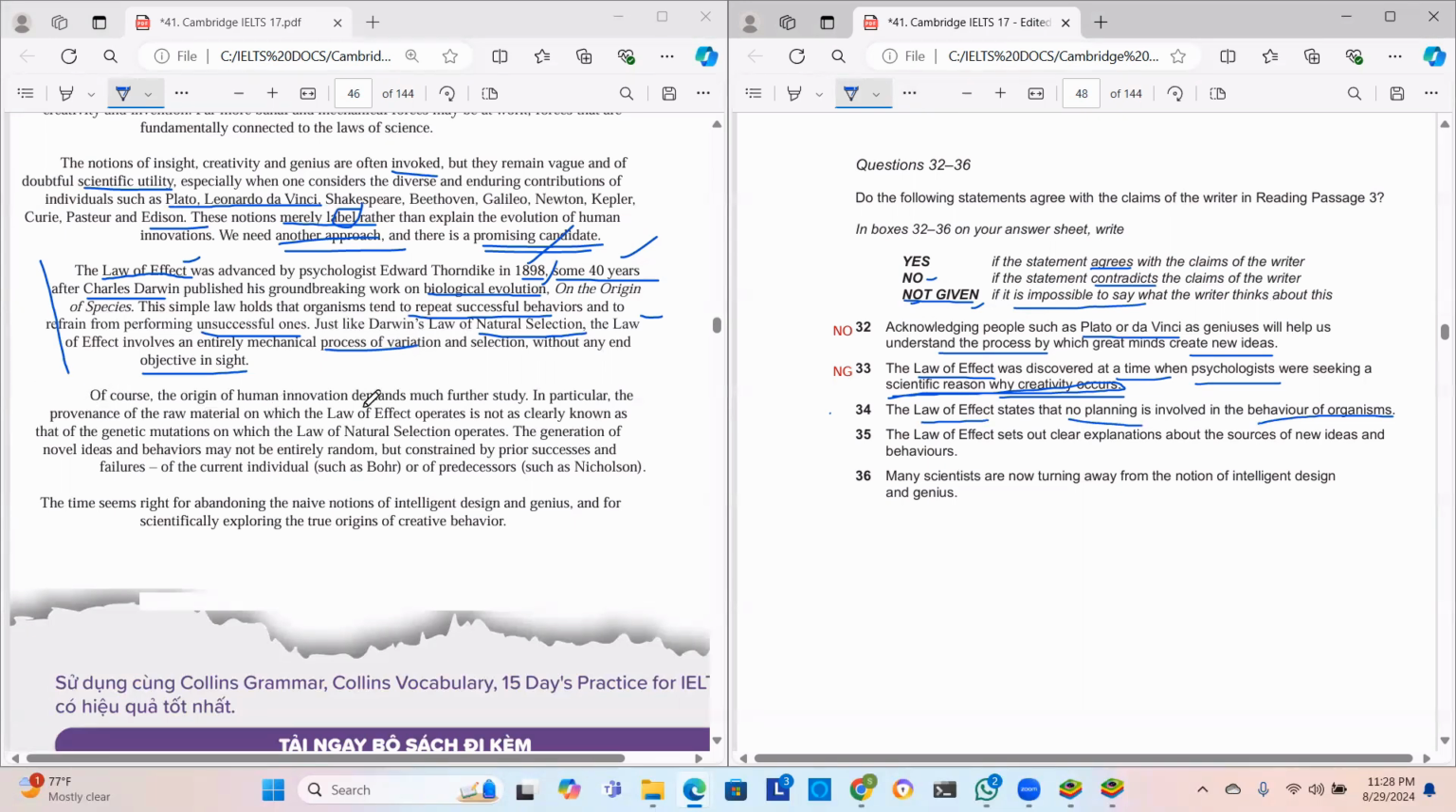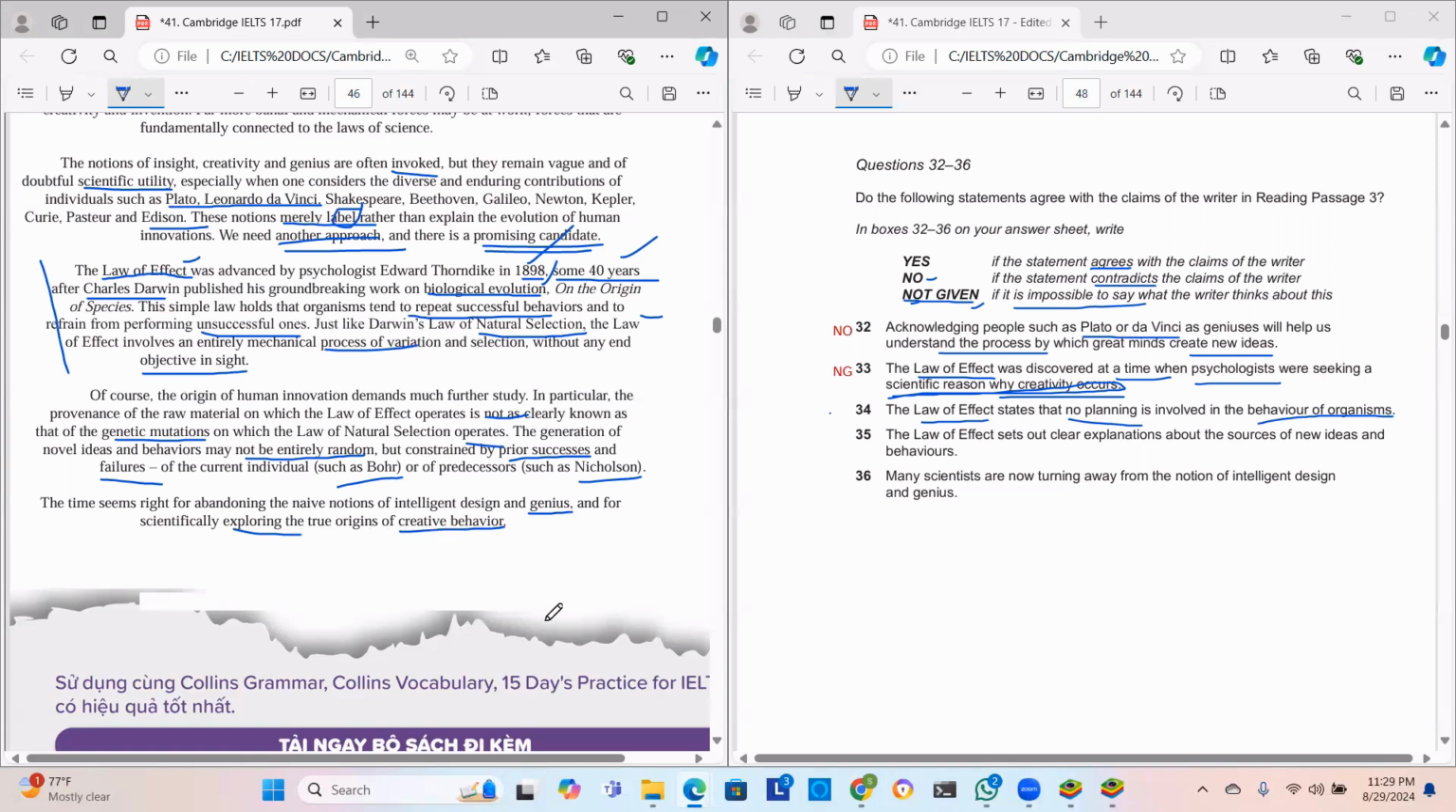Of course, the origin of human innovation demands much further study. In particular, the provenance of the raw material on which the law of effect operates is not as clearly known as that of genetic mutations on which the law of natural selection operates. The generation of novel ideas and behaviors may not be entirely random, but constrained by prior successes and failures of the current individual, such as Bohr, or of predecessors, such as Nicholson. The time seems right for abandoning the naive notions of intelligent design and genius and for scientifically exploring the true origins of creative behavior.